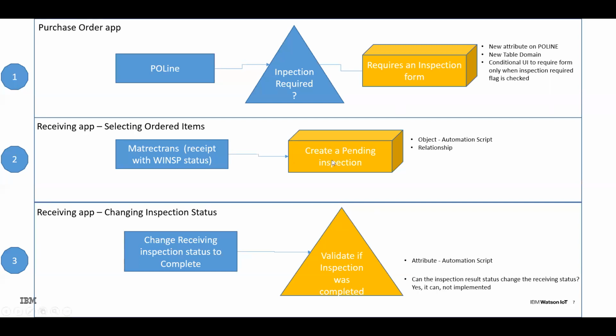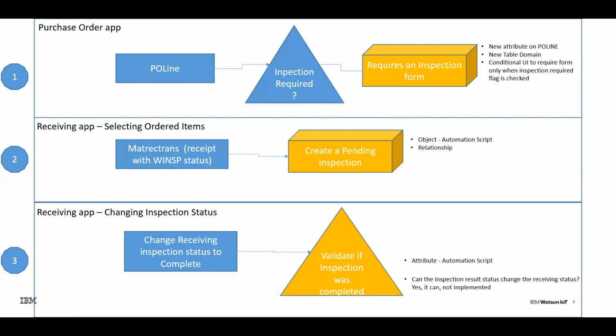Behind the scenes, essentially, we added really three configurations to base Maximo. So the first one is actually in the PO application. The PO line object received a new attribute for us to plan for that inspection form, with a new table domain that is actually fetching data from the inspection form object. And then a conditional UI, really, to make that new attribute required when the inspection required flag is checked, based on the inventory item that you were acquiring as part of that PO.